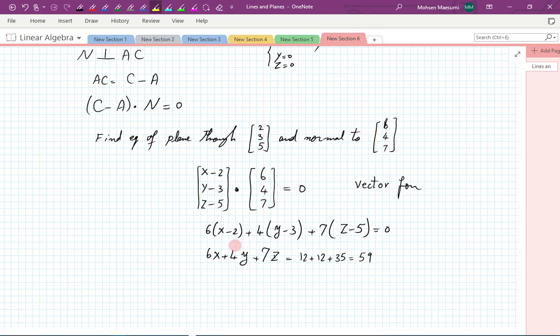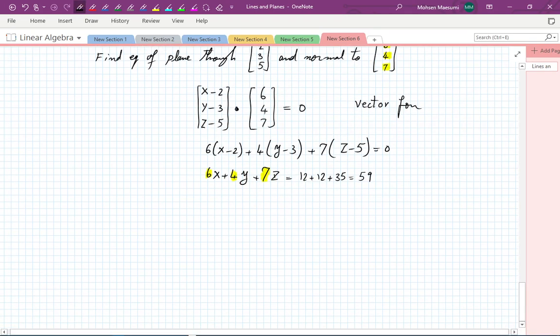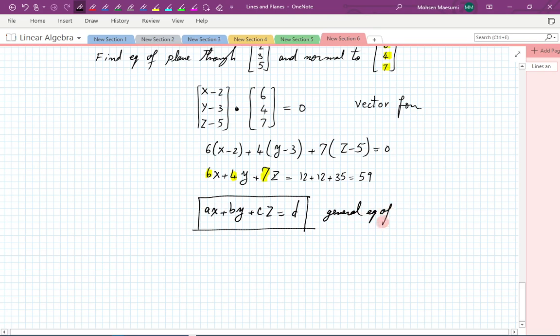Notice the multiples of x, y, z are just proportional to my normal vector. That's always the case for a plane. You can always look at the equation of a plane and extract the normal out of it by just picking the multiples of x, y, z in that order. From here we learned something, that the equation of a plane always turns out to be some number times x, some number times y, some number times z, and pile everything else into one number. That is going to be the general equation of a plane. So in that case, our general equation is 6x plus 4y plus 7z is equal to 59.